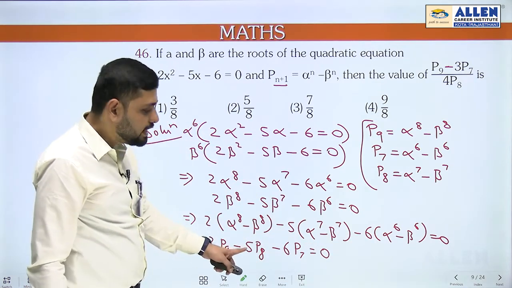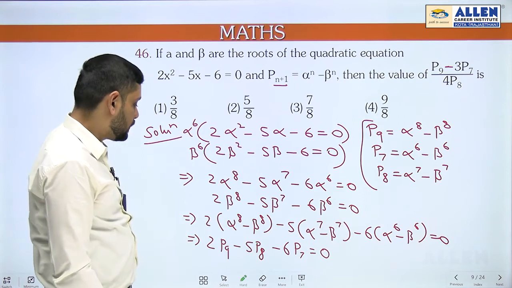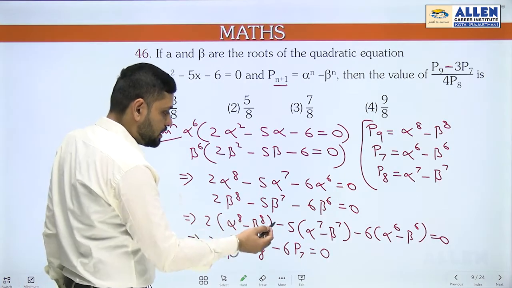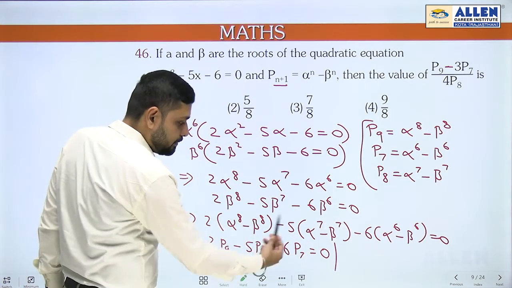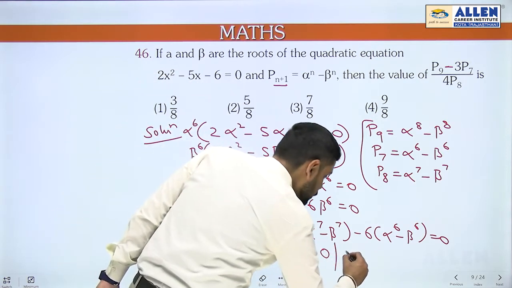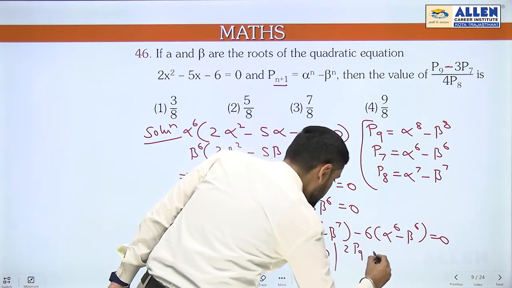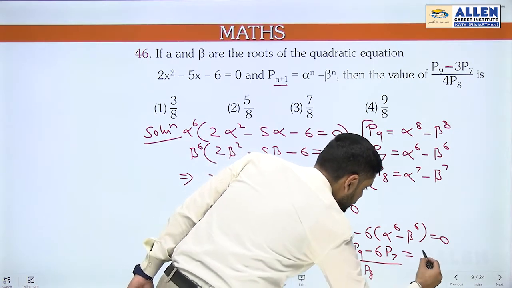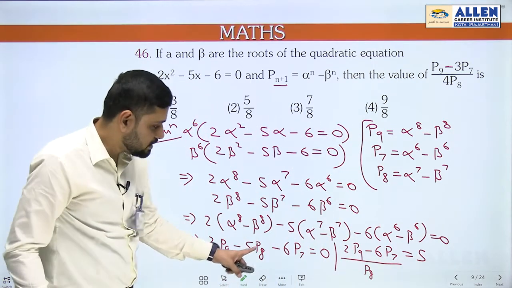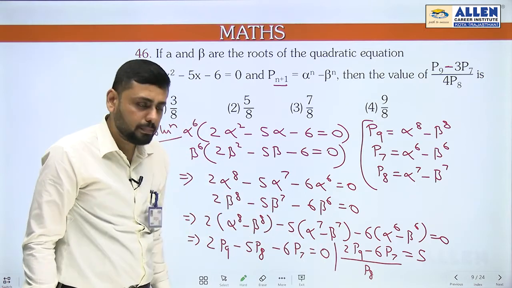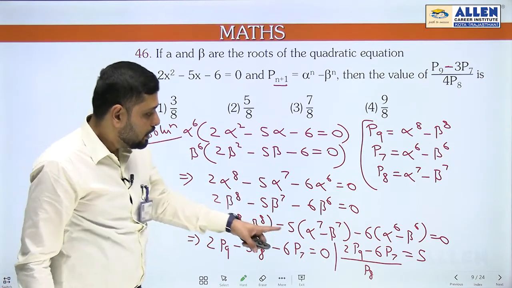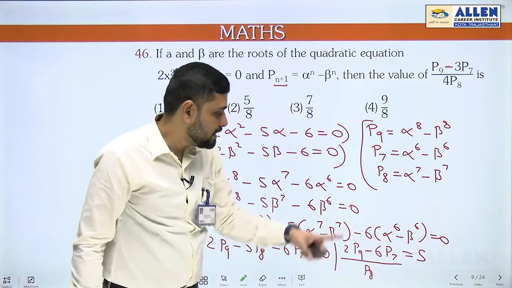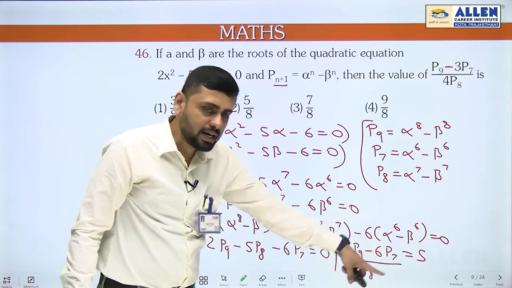And we require P8 in the denominator. So now we'll take this term there and divide it. So we'll get (2 P9 minus 6 P7) divided by P8 equal to 5. We have taken this term there and divided by P8, right? And now we require only P9 and 3 P7. So we'll take 2 common and divide it there, right?